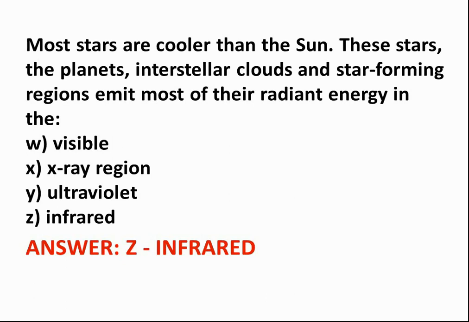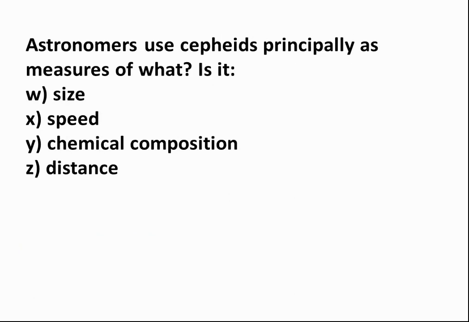Answer: Z. Infrared. Astronomers use Cepheids principally as measures of what? Is it W. Size. X. Speed. Y. Chemical composition. Z. Distance.